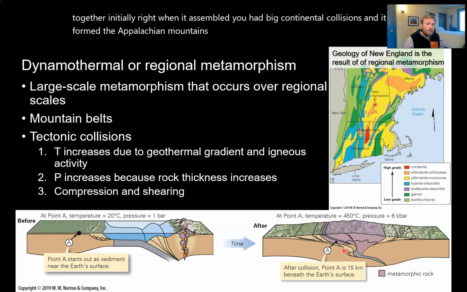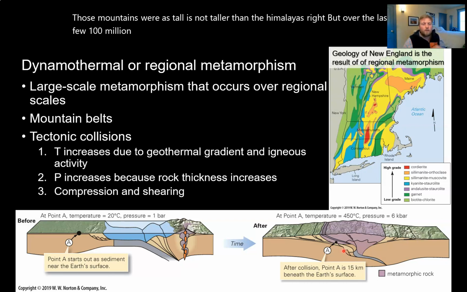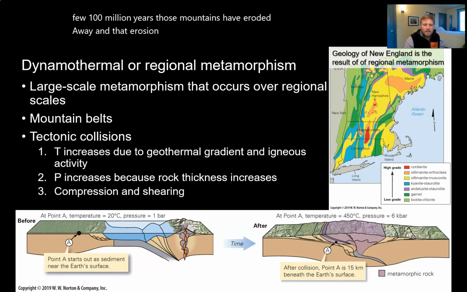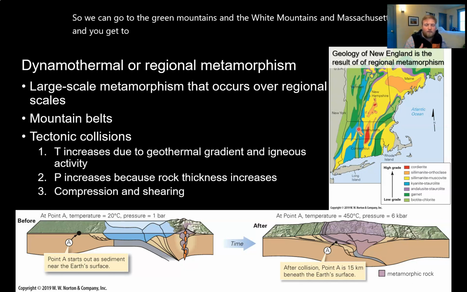Those mountains were as tall, if not taller, than the Himalayas, right? But over the last few 100 million years, those mountains have eroded away, and that erosion has exposed the deep interior of that metamorphic mountain belt. So we can go to the Green Mountains and the White Mountains and Massachusetts, and you get to see the rocks that were forming in the very deep parts of the crust from that collision.